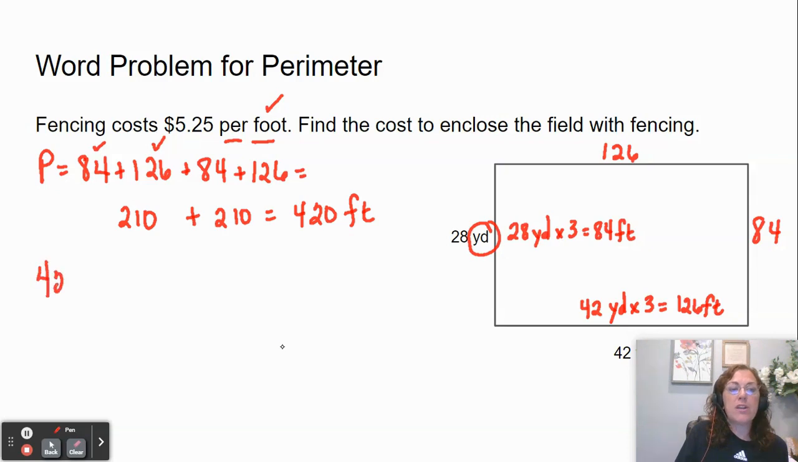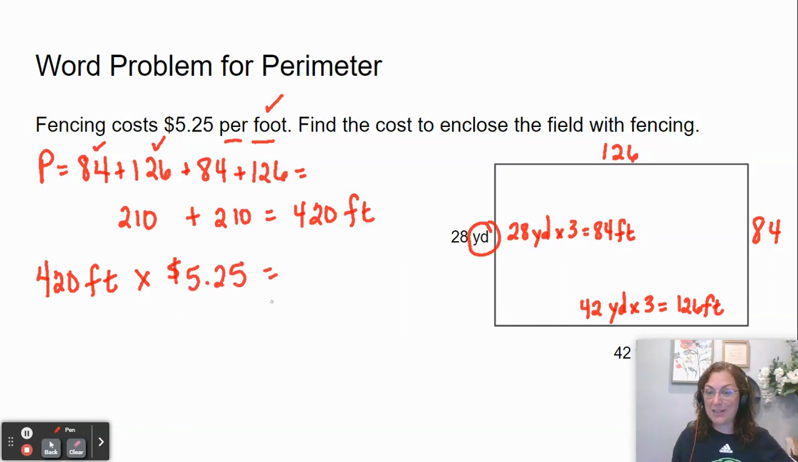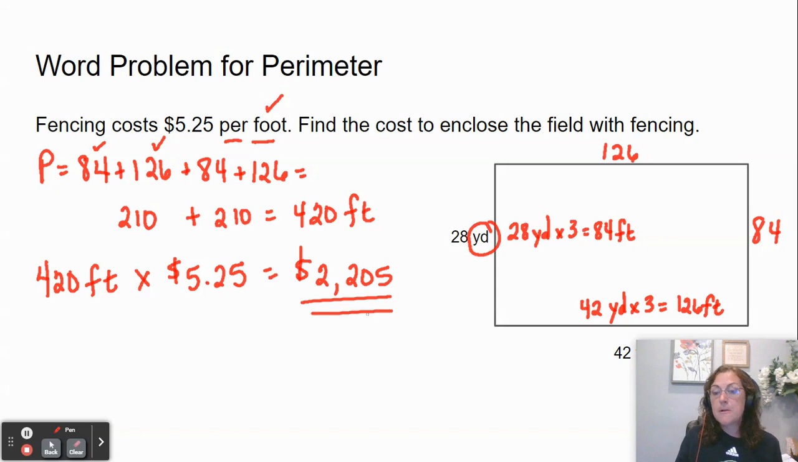Now, 420 feet, and we know that the cost is $5.25 per foot. I think I'm going to whip out my calculator for this one. 420 times $5.25 gives me $2,205 to fence this. One of the biggest loopholes in this is you have to watch your units, making sure that your units are corresponding to the pricing, because we're being sold per foot there.